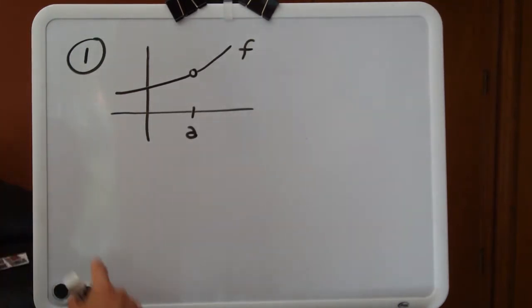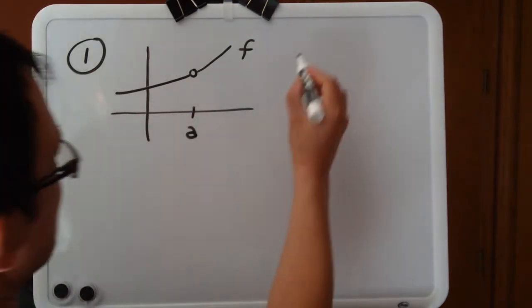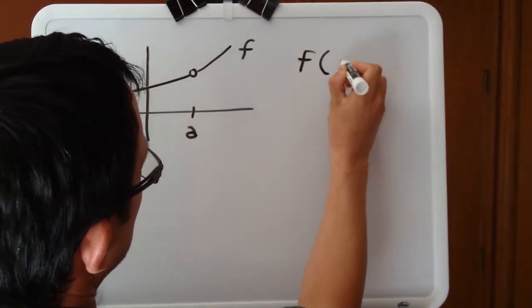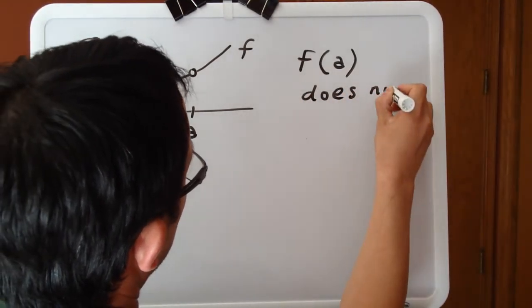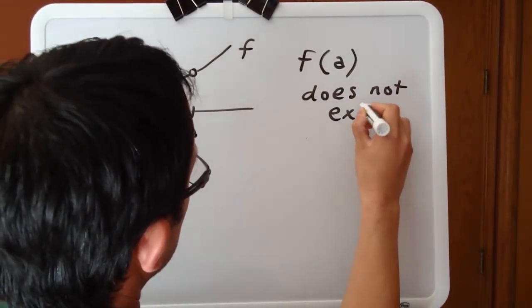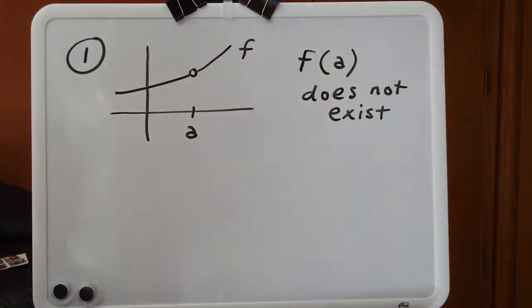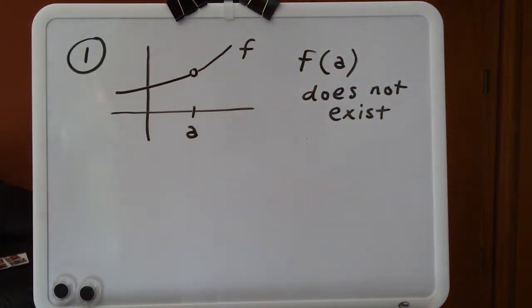So the problem here is that the function has a break at this point. So f of a is something that you can't calculate. So we could just say this, right? f of a doesn't exist.